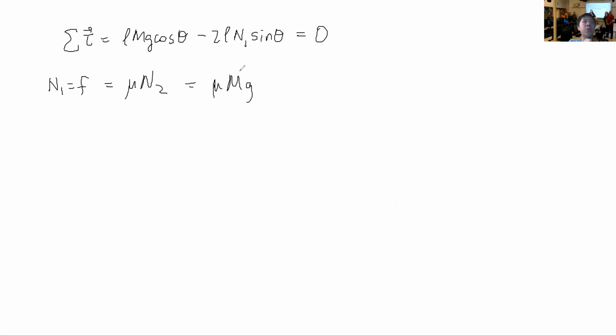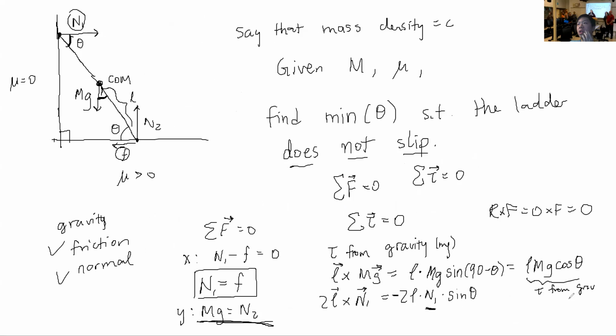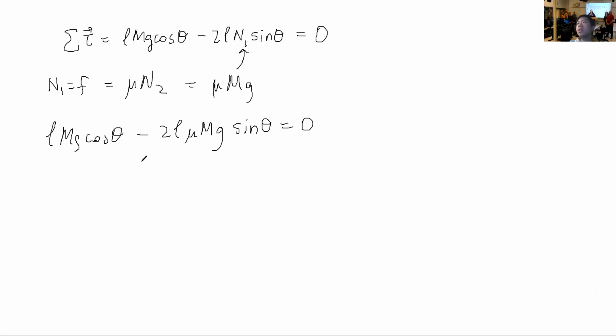And then now let's substitute this into N1, right? So then we have LMG cosine of theta minus 2L mu mg sine theta is equal to 0, right? So what can we do on both sides now? Are you saying the ball only has a mass at the center? There is no ball. So what can we do with this equation now that makes stuff nice?